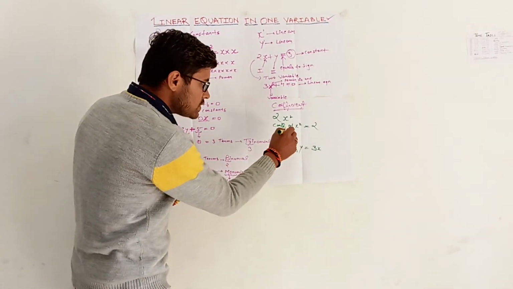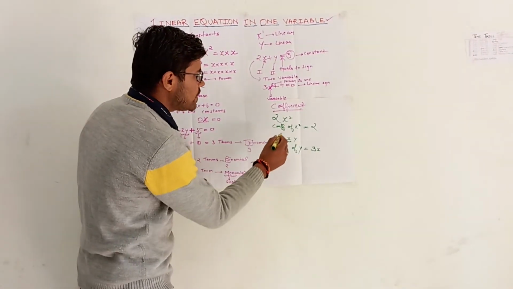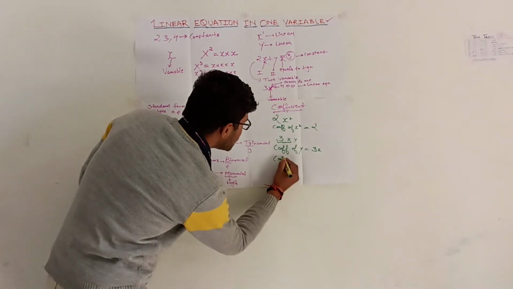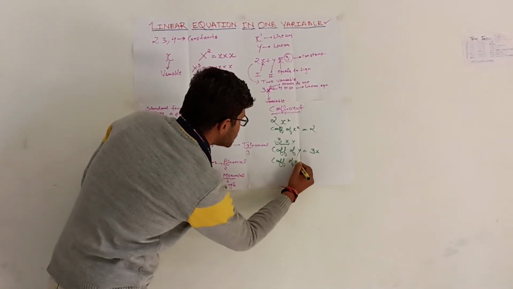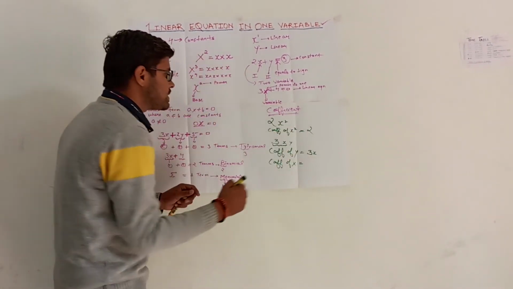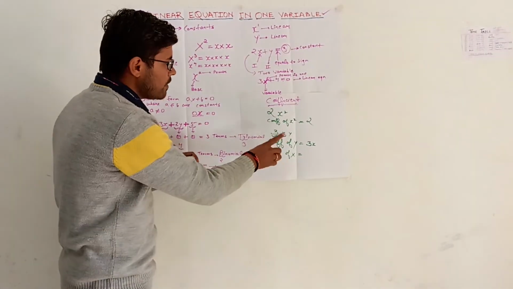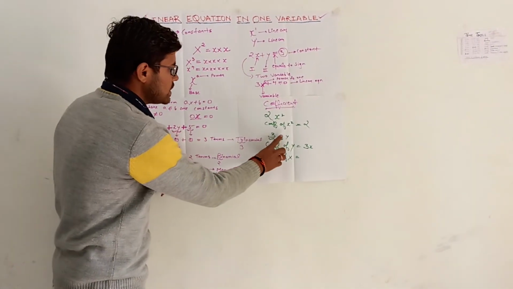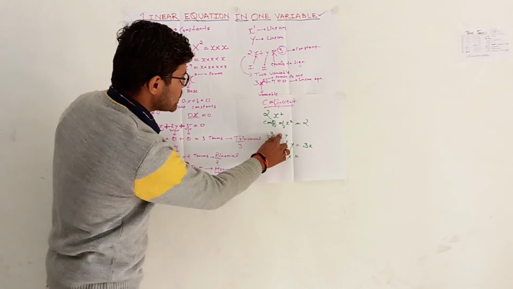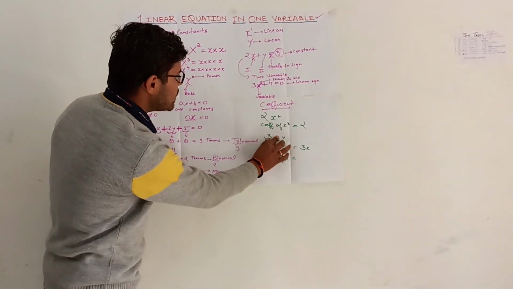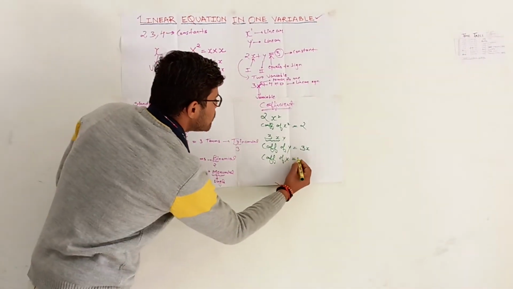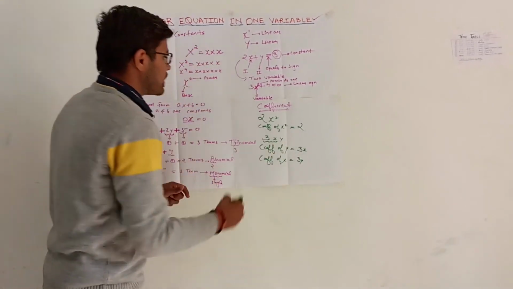Now suppose in this question only I ask you the coefficient of x. To find the coefficient of x, just hide x. And whatever is with x will be its coefficient. So hide x. What is there? 3 and y. So the coefficient of x will be 3y.